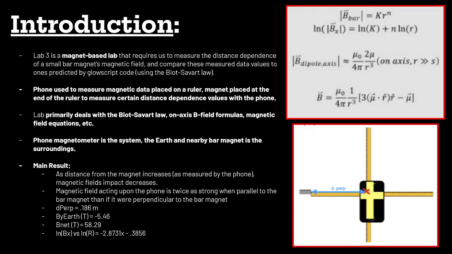The phone's magnetometer is the system, the Earth and nearby bar magnet are the surroundings. Our main result was like these principles: as distance from the magnet increases, as measured by the phone, magnetic field impact decreases. The magnetic field acting upon the phone is twice as strong when they're parallel to the bar magnet than if it were perpendicular to the bar magnet. D perp was about 0.186 meters. B by Earth was -5.46 microtesla. B net was 58.29 microtesla. The ln Bx versus ln r fit, on the graph that we'll see here in a second, was -2.8731x minus 0.3856.